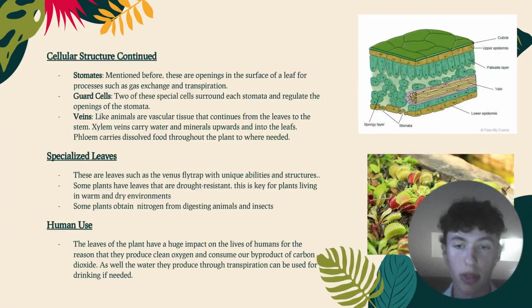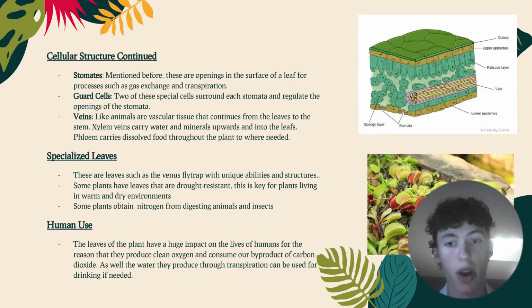The other three are stomata, which we just went through, which are the openings on the leaves that allow for the input of oxygen and carbon dioxide, the releasing of water, and all that kind of stuff. There are the guard cells, which are around the stomata and regulate how the stomata open and close, and what comes in and what goes out. And then lastly, the veins, which are vascular tissue that runs from the leaves to the stem. Xylem veins carry water and minerals upwards into the leaves, and phloem carries dissolved food through the plant to where it's needed.